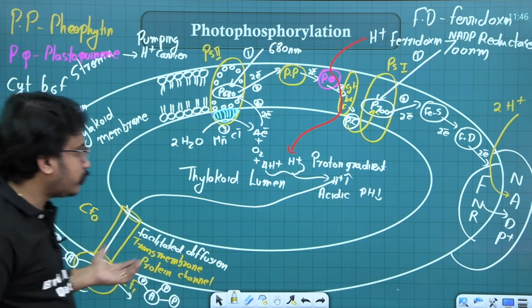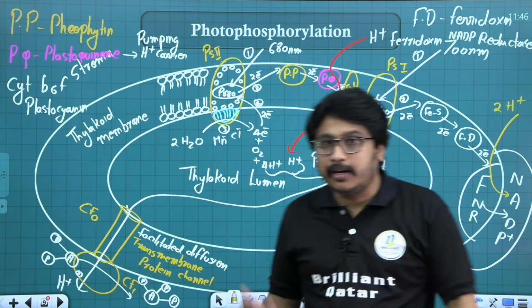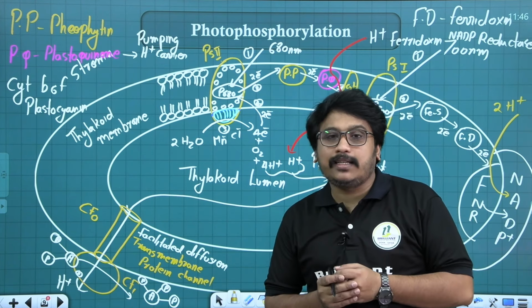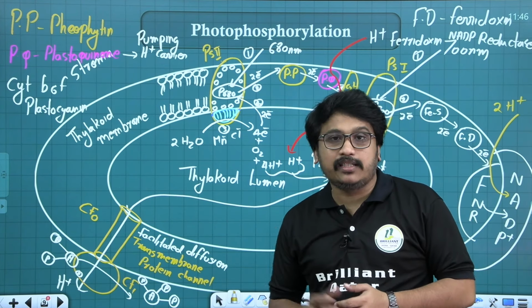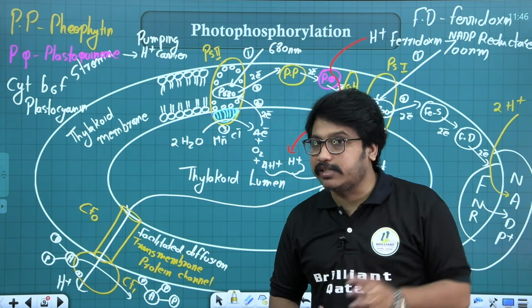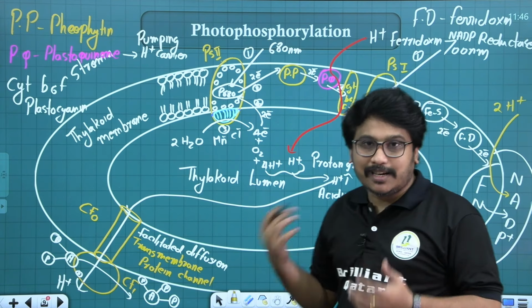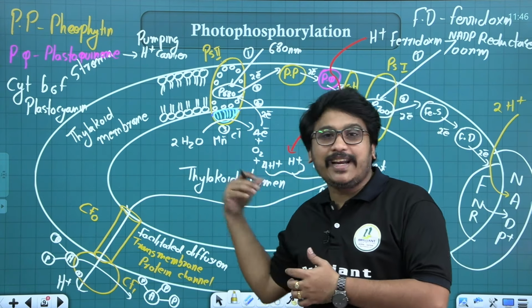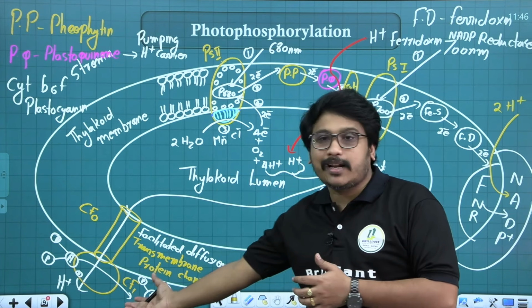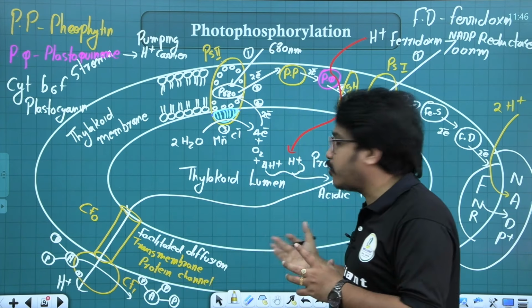ATP synthesis also, I think it's well clear from the diagram. ATP is generated by breaking a proton gradient. This was actually proposed by Peter Mitchell. How this H plus is increasing, how its gradient is broken down and how they generate ATP, all this you should understand from the diagram.